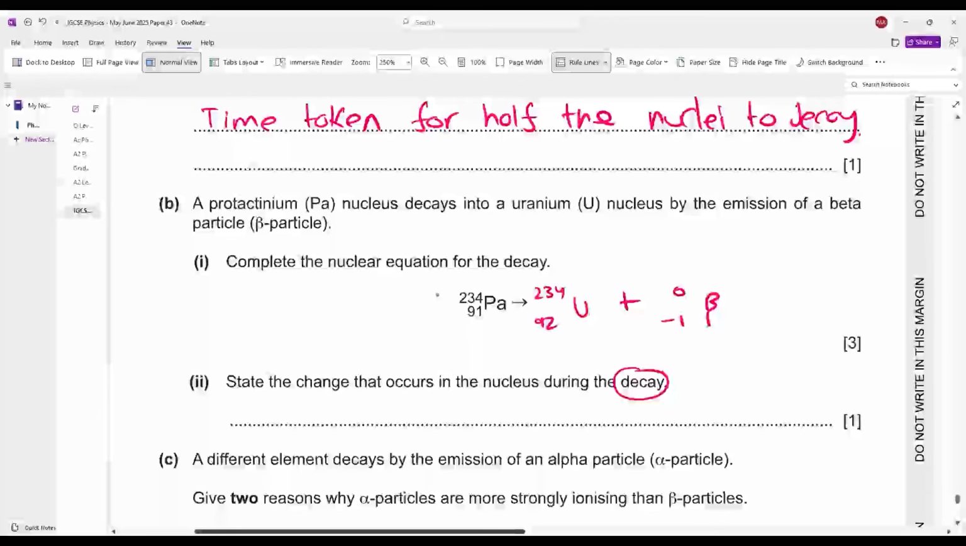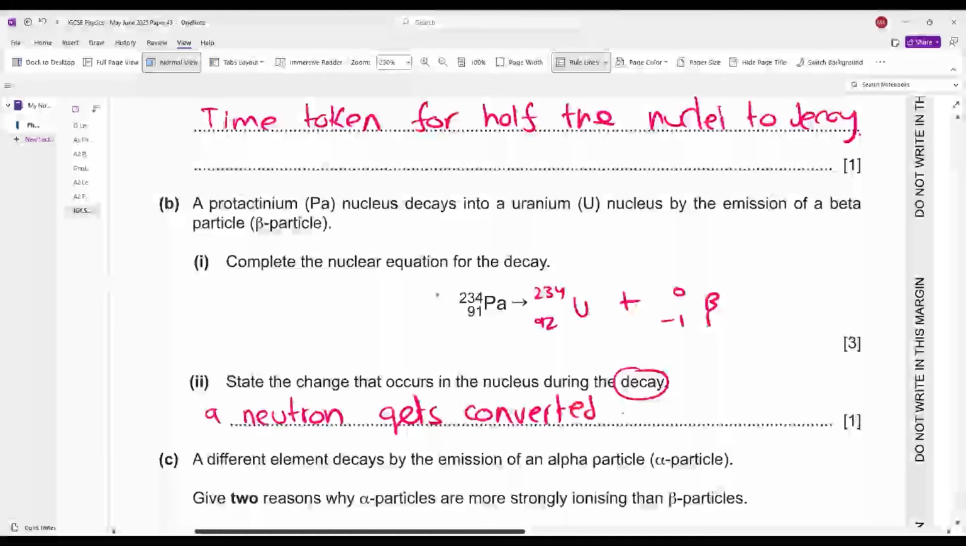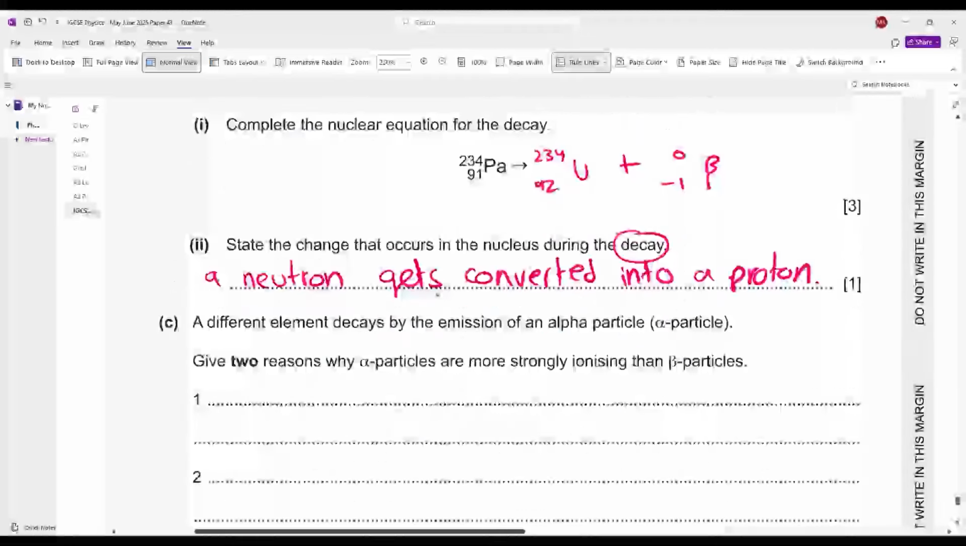A neutron in the nucleus gets converted into a proton. Simple.